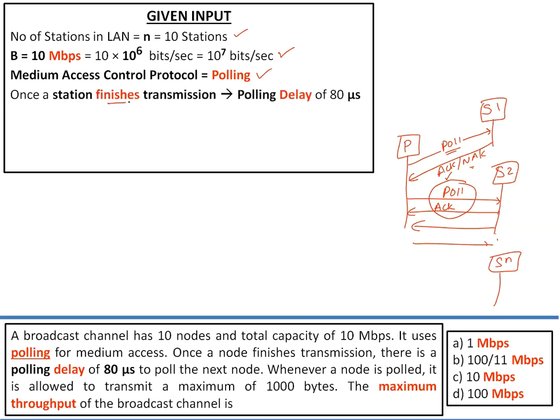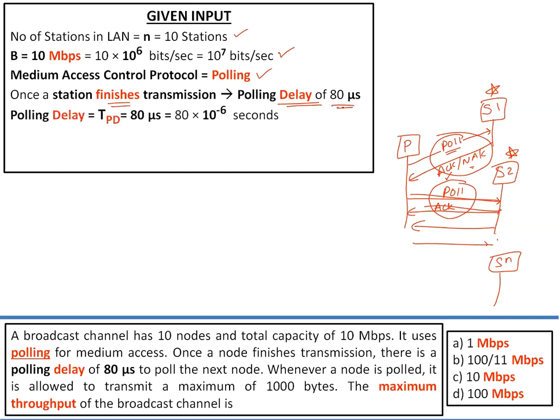Once a station finishes transmission, a polling delay is there, because after one station finishes, another station cannot start immediately. Some polling delay is there in the middle, poll and acknowledgement, or poll and negative acknowledgement. The delay will be 80 microseconds. I am calling the polling delay TPD. Frame size is given as 8000 bits. What is the maximum throughput?